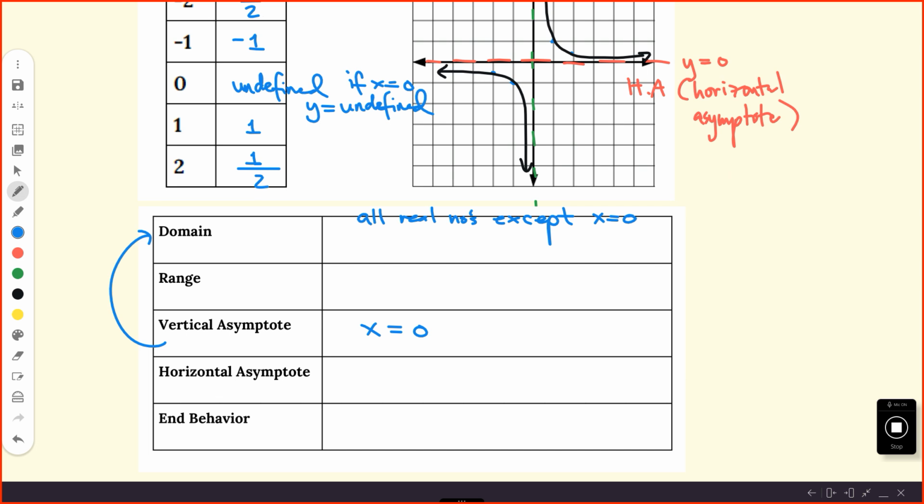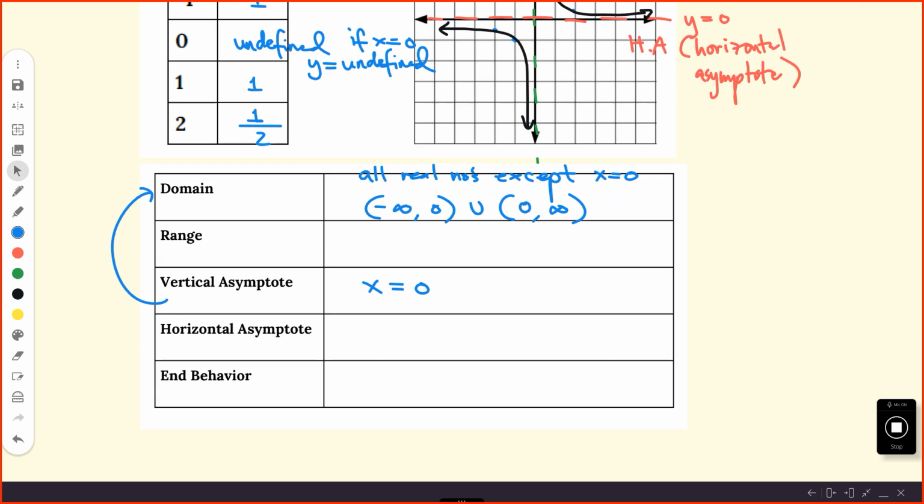And so if you write this in the interval notation, this is going to be -infinity to 0, union 0 to infinity. Okay? Because 0 is excluded. And then same thing for the horizontal, right? We know the horizontal would be y equals 0. And that's going to be our basis for the range. Okay? So the range would be all real numbers except y equals 0.